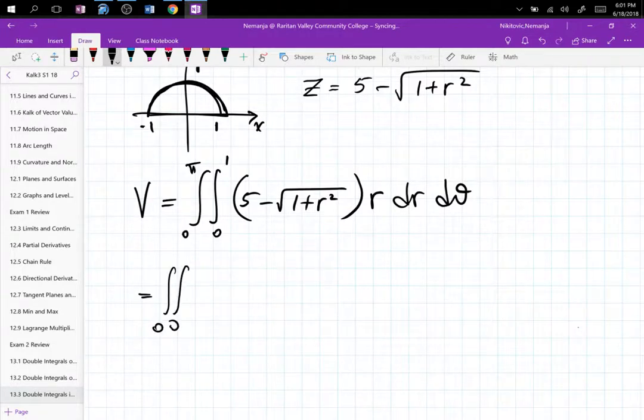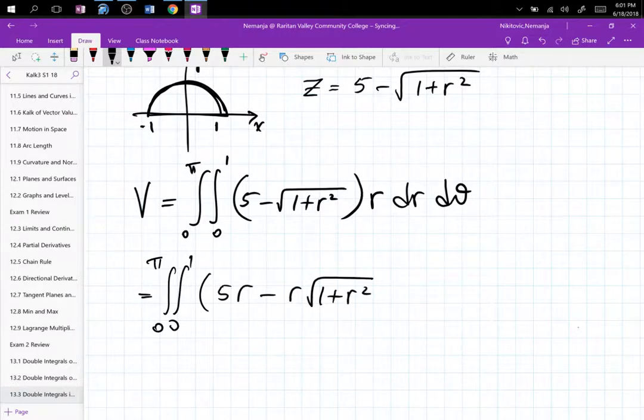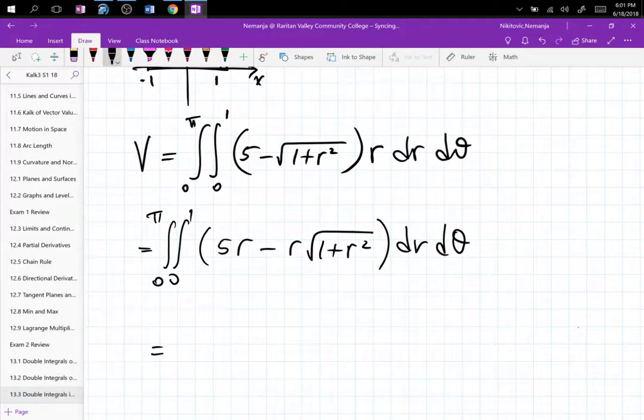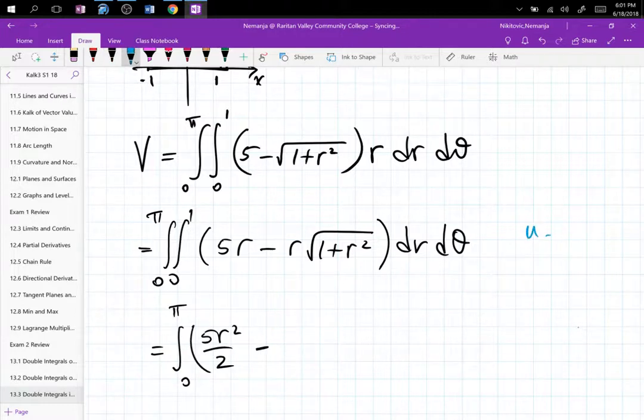So the first order of business is to distribute r. So we have 5r minus r square root of 1 plus r squared, close the parenthesis, dr d theta. The first integral is basic. Now that we are integrating, we have 5r squared over 2 minus, and now we use u substitution, so u equals 1 plus r squared, du equals 2r dr.